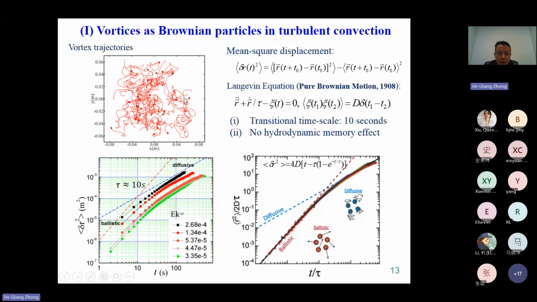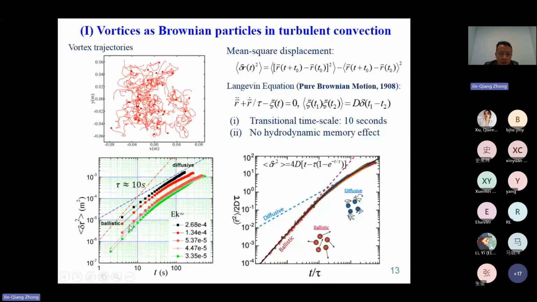From this velocity data, we can keep tracking the vortices and reproduce their trajectory. We calculate the mean square displacement of the vortices as a function of the time the vortex traveled. We found that for different rotating rates, the mean square displacement undergoes a transition from a ballistic regime, where it increases as a quadratic function of time, to a diffusive regime where it increases linearly. So these results suggest that the motion of the vortices in this flow regime is Brownian type random motion.